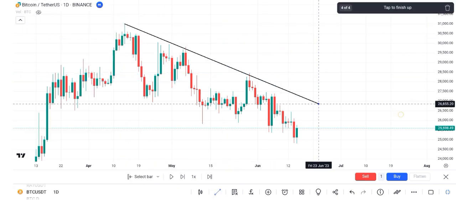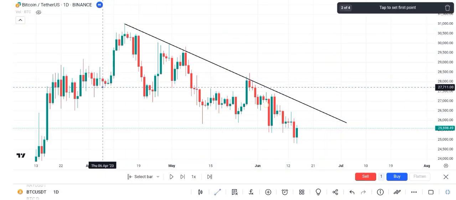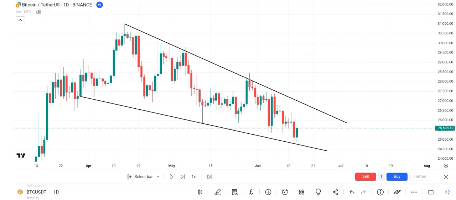So I will draw a trend line over here, and same I will draw a trend line over here. Now, the upper trend line is acting as a resistance. It means that whenever the price touches this trend line, it gets a rejection. Similarly, the lower trend line is acting as a support. It means that whenever the price touches this trend line, it takes a bounce. This is called a falling wedge pattern and it is a bullish pattern.